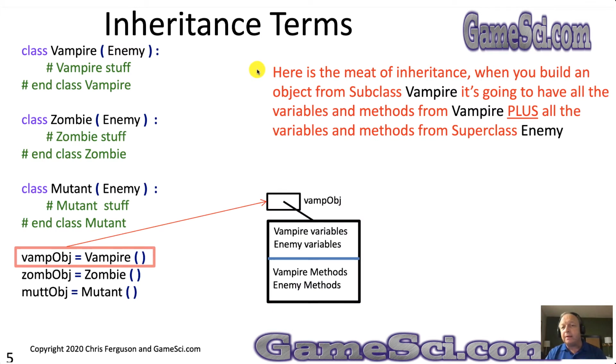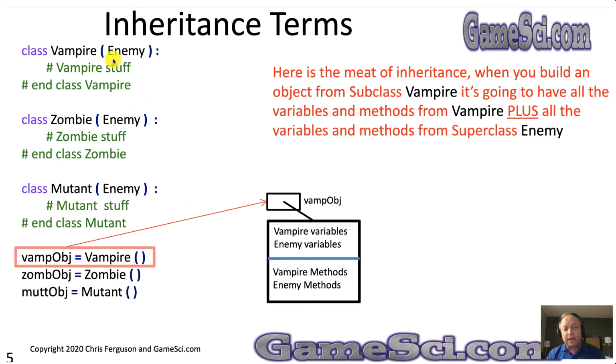Here is the meat of inheritance. When you build an object from a subclass Vampire, it's going to have all the variables and methods from Vampire, plus all the variables and methods from the superclass Enemy. Vamp object equals Vampire. That will create the vamp object reference to this Vampire object, and you'll see inside the Vampire object, of course it will have Vampire variables and Vampire methods. It's a Vampire object. But it will also have the Enemy variables and the Enemy methods.